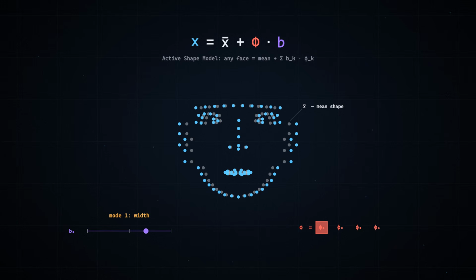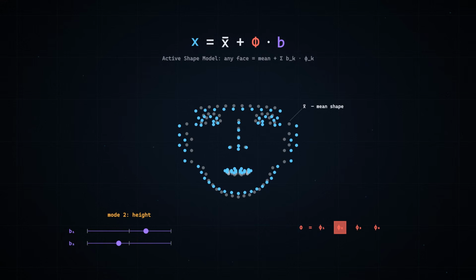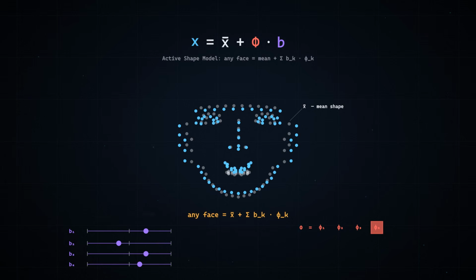The second dial is height: taller, then shorter. A third opens a smile. A fourth lifts the brows. That's the whole model, a mean shape and a handful of numbers, 1 per mode. Dial them in, and you rebuild any face.